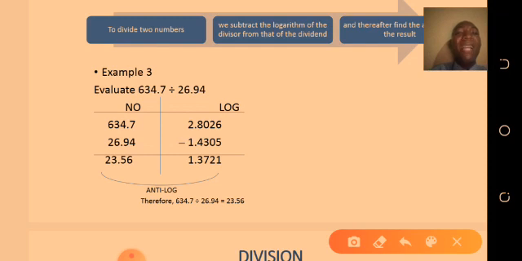634.7 to be divided by 26.94 will give us what? When you divide the two together, that will give me 23.56. So that is example 3.